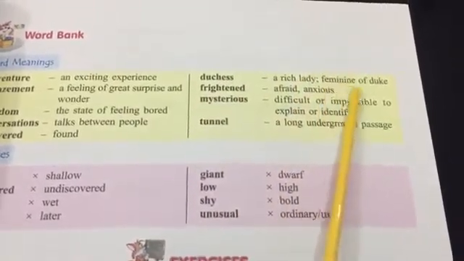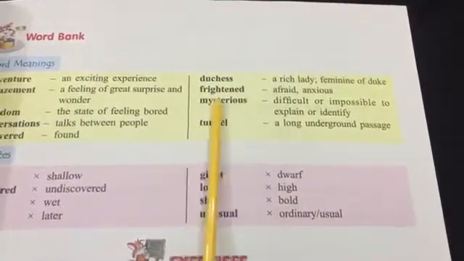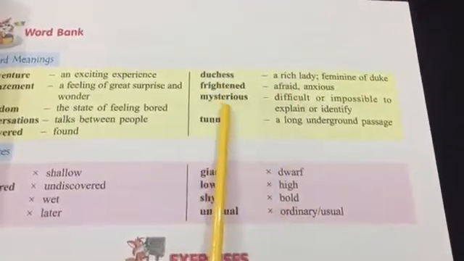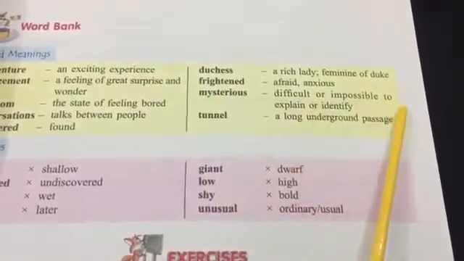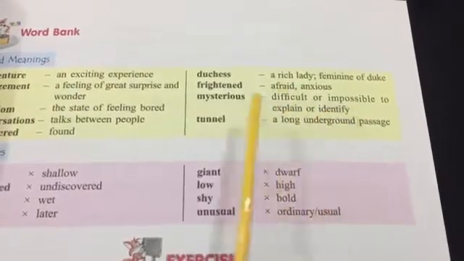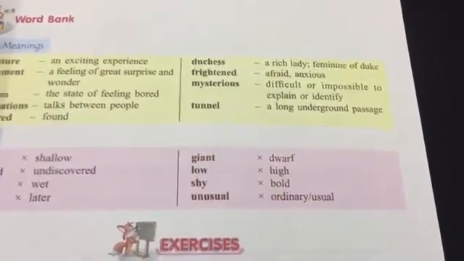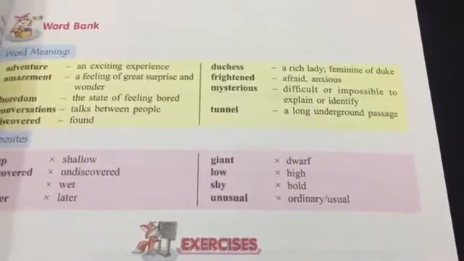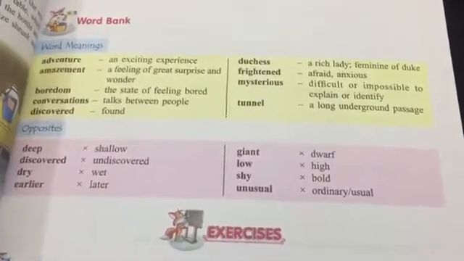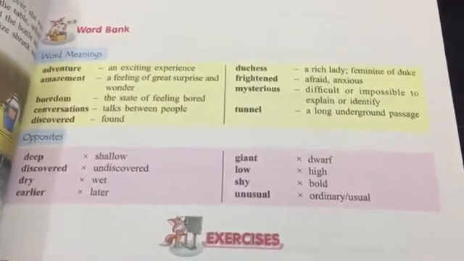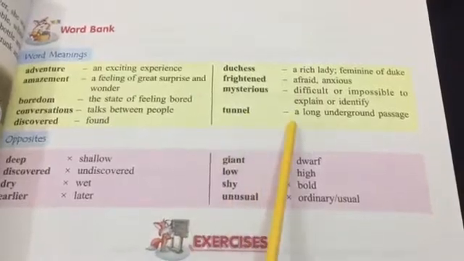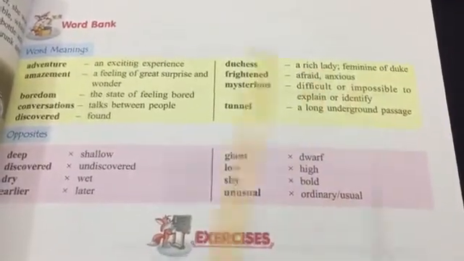Feminine means the lady of the duke. Frightened means afraid. Mysterious means difficult or impossible to explain or identify, right? Mysterious means when you are unable to explain what kind of thing it is, or in simple words, you can say surprises. And tunnel is a long underground passage.